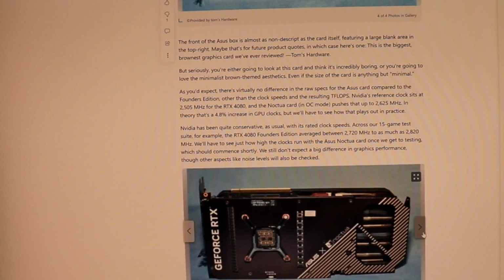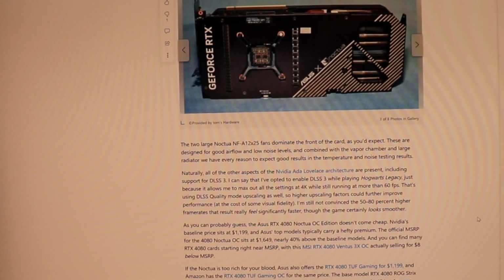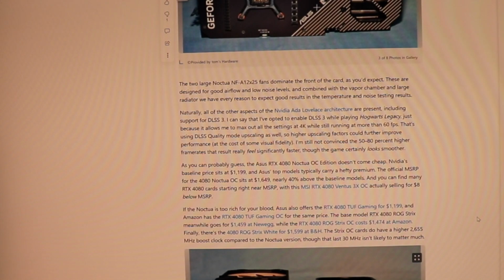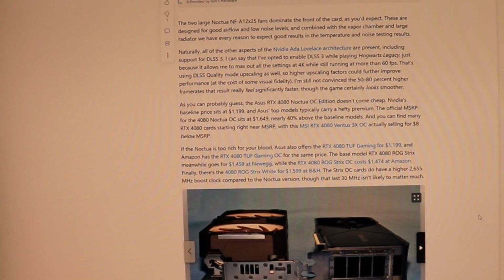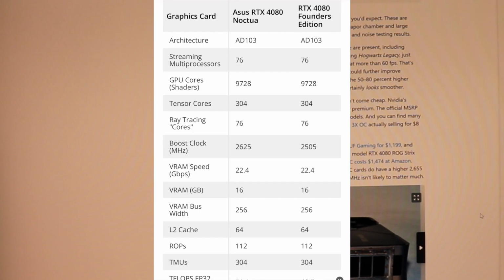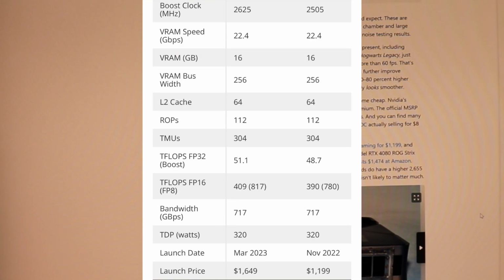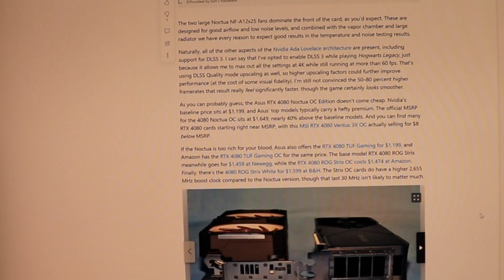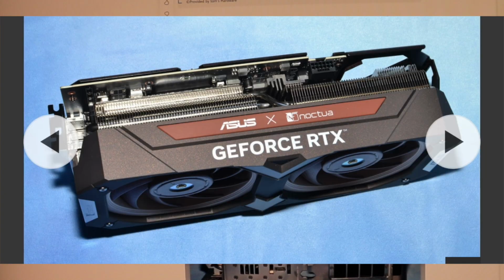Again, I like the way the card looks, but my biggest issue is going to be the price of this thing, because here we go to what everybody wanted to see. First of all, the Founders Edition is on the right, and the Noctua one is on the left. First of all, look how big it is. 4.3 slots, that's huge. Second of all, the price is going to be $1,649. Again, you can get a 4090. I don't care how quiet it is, you might as well buy your 4090.